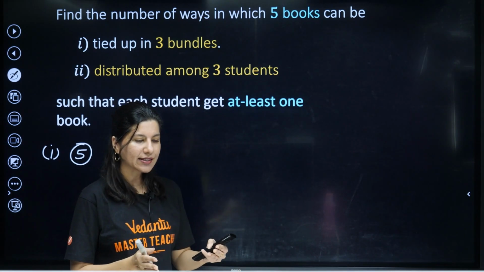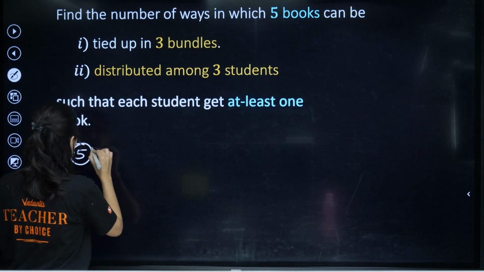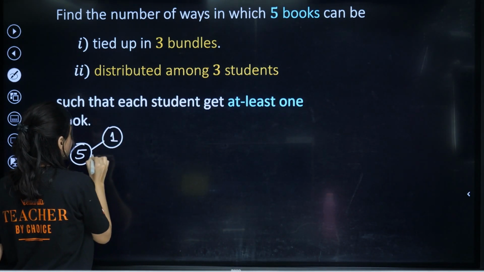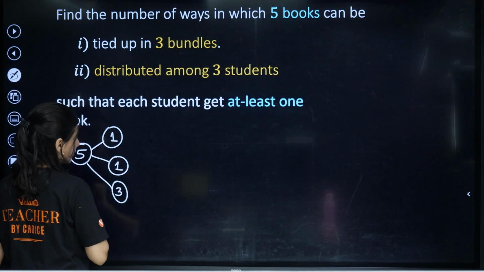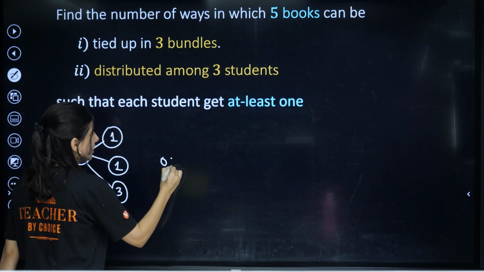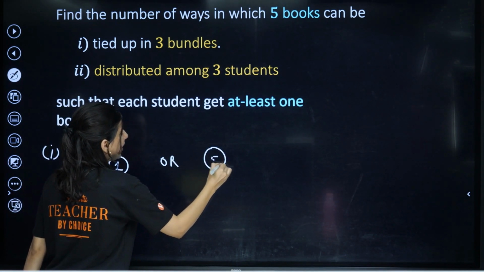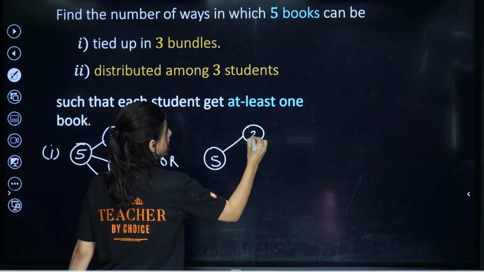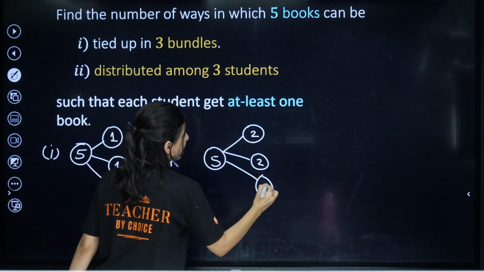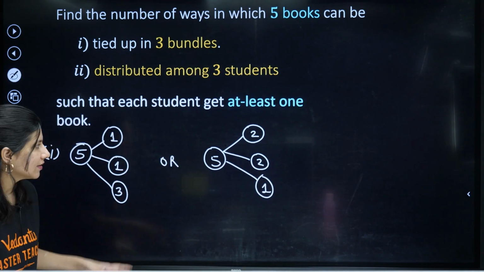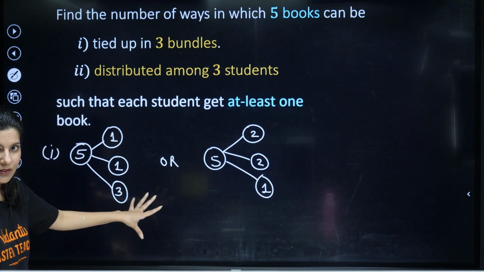So what you can do is keep one bundle having 1 book, second bundle having 1 book, and third bundle having 3 books. Or one more case also you can do. 5 books are there, one bundle is having 2, another bundle is having 2, and third bundle is having 1. These are the 2 cases. That's it. Right?